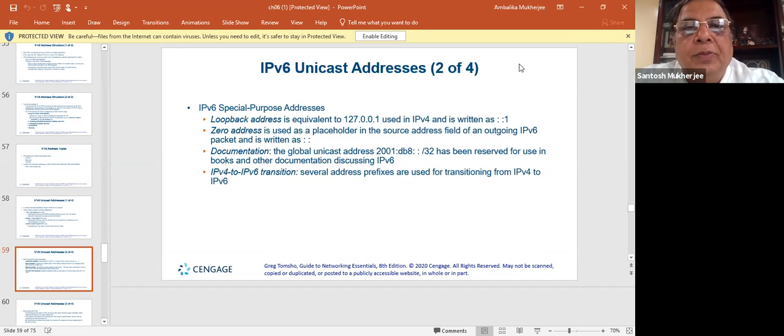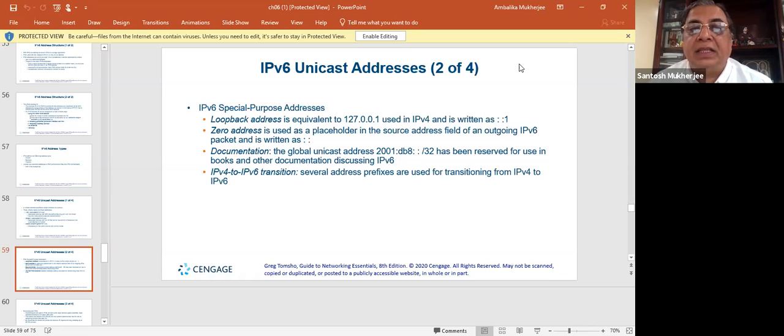Basically, we were talking about IPv6 unicast addresses and special purpose addresses: loopback address, zero address, documentation, and transitions. There are four different purposes of the IPv6 special addresses. The loopback address is more or less used in IPv4 also. The zero address is used as a placeholder in the source address field of an outgoing IPv6 packet and is written as two colons. Documentation: the global unicast address has been reserved for use in books and other documentation, so only for documentation purposes can we use this particular address.